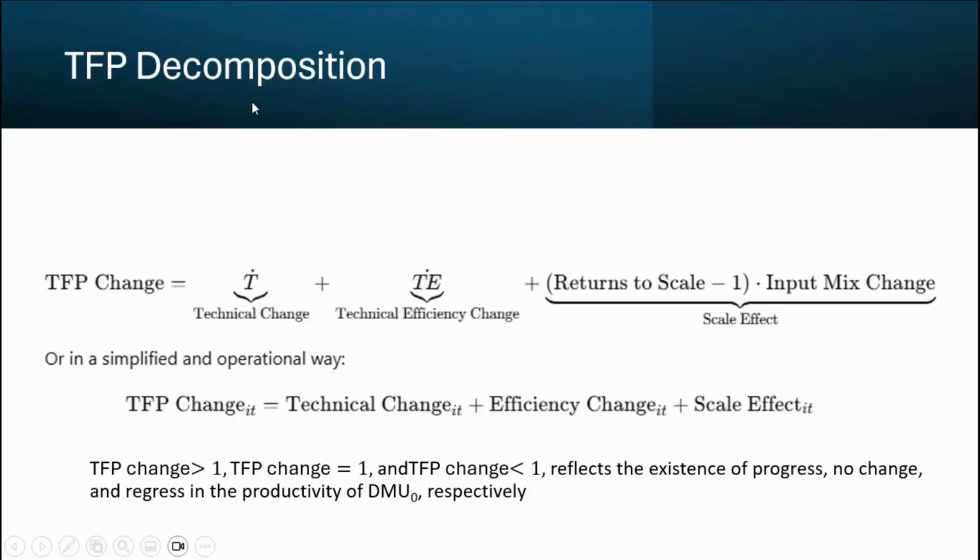This is the TFP decomposition. The TFP change consists of three components. The first is technical change, the second is technical efficiency change, and the third is the scale effect. If the TFP change is greater than 1, it reflects the existence of progress. If the TFP change equals 1, it reflects no change. But if the TFP change is less than 1, it reflects regress in productivity.